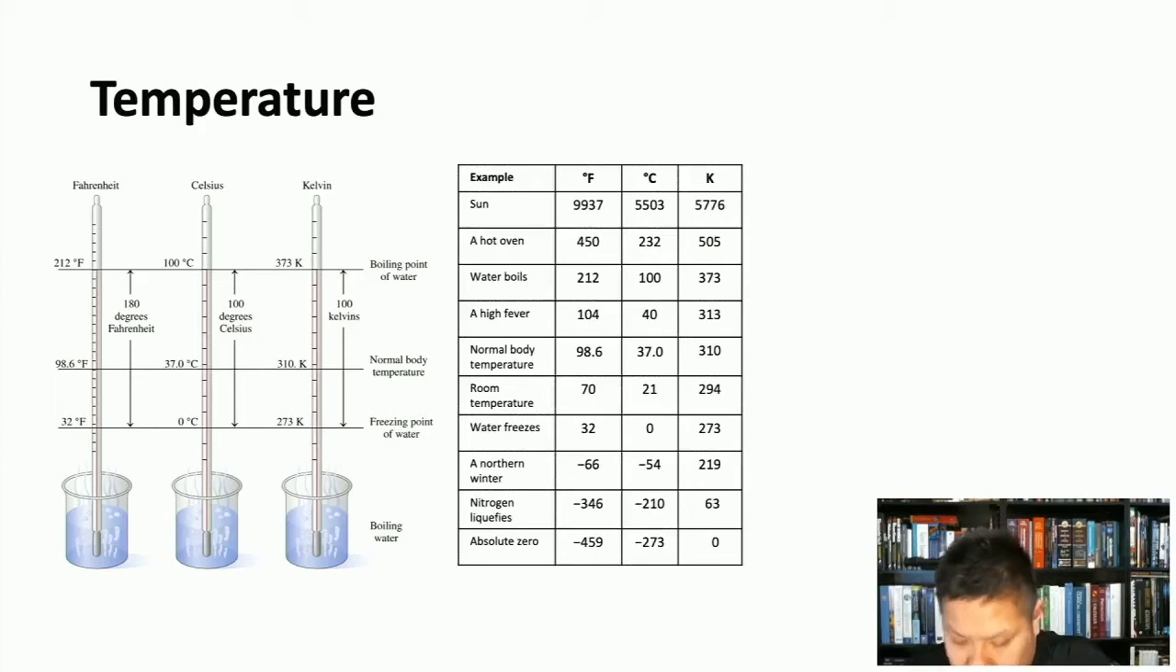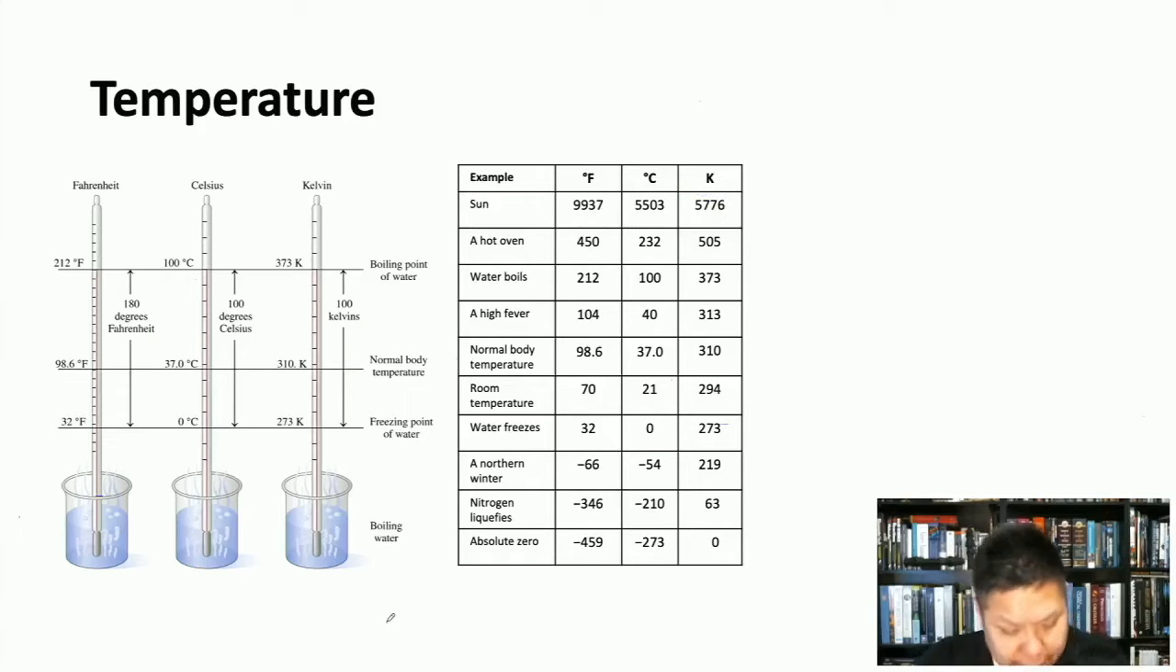In chemistry, we normally measure temperature using either the Celsius or Kelvin scale, right? Fahrenheit is very rarely used in chemistry, but it is still good to know how to convert between the two. So this is just a chart of some interesting conversions between all three.